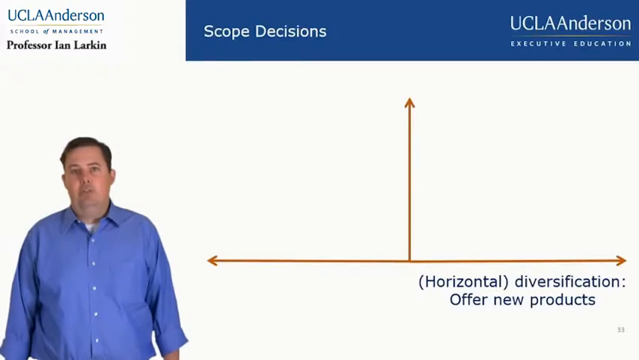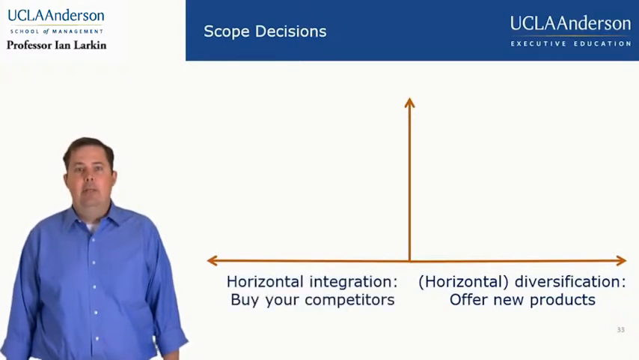We've already talked about horizontal diversification, the scope of products that a firm should offer, and we talked about the Disney case and defined what a synergy is. Today we're going to talk about three other dimensions of scope that every firm needs to think about. The first is horizontal integration.